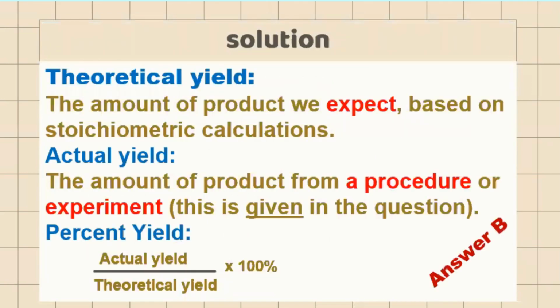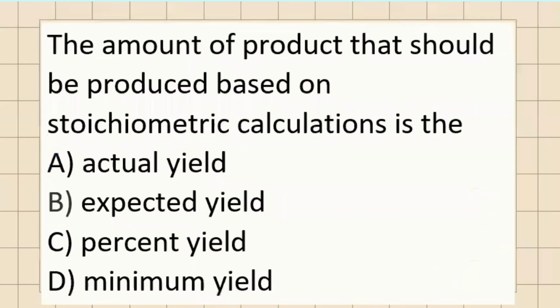Theoretical yield is the amount of product we expect. We calculate it based on stoichiometric calculations. Actual yield is the amount of product from a procedure or experiment, the experimentally measured amount of the product. Usually, actual yield is given in the question. Percentage yield is actual yield divided by theoretical yield multiplied by 100%. Therefore, the answer is B.